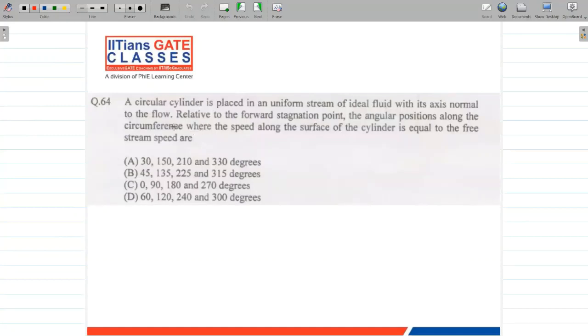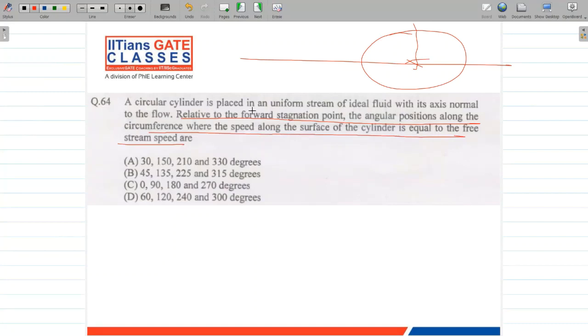There's another simple problem. A circular cylinder is placed in a uniform free stream of ideal fluid which acts normal to the flow. This is like the flow over a right circular cylinder. And it is an ideal fluid, basically irrotational incompressible potential flow. Relative to the forward stagnation point, find the angular position along the circumference where the speed along the surface is equal to the free stream speed.